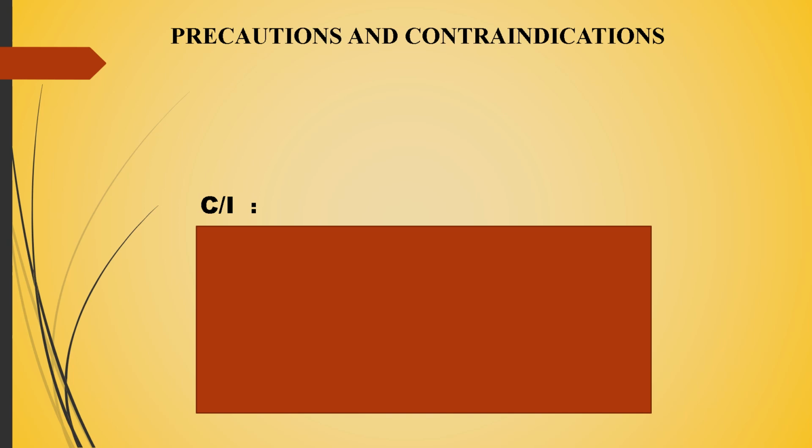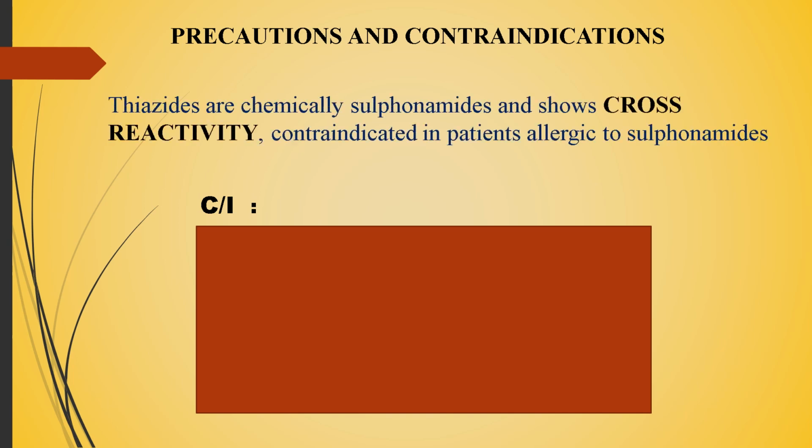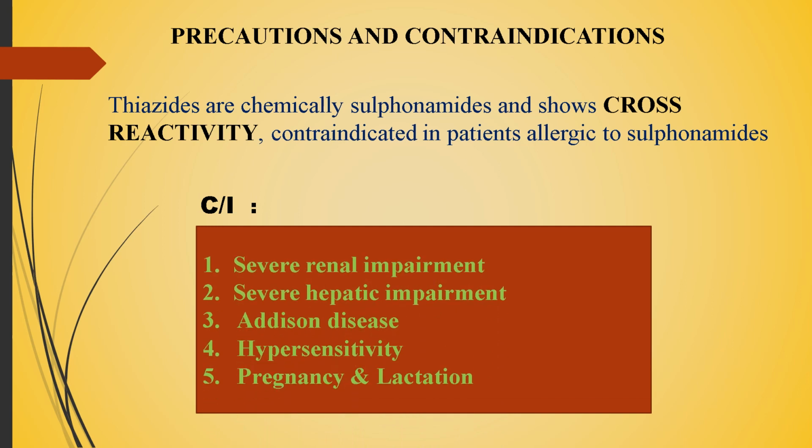Precautions and contraindications. Thiazides are chemically sulfonamides and show cross reactivity, so they are contraindicated in patients allergic to sulfonamides. Contraindications include severe renal impairment, severe hepatic impairment, and Addison's disease. In Addison's disease, hyponatremia is the most adverse symptom, so if you give thiazide diuretics to an Addison's patient, there will be more loss of sodium ions from the body. They are also contraindicated in hypersensitivity, and lastly, pregnancy and lactation.